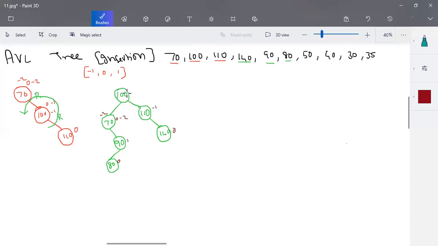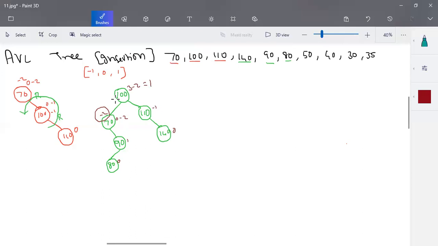And when you take 100, how can you calculate the height of the left subtree? Take the longest branch that reaches the leaf node and find the number of edges in it. 1, 2, 3. 3 edges are connected to the left subtree. And for the right subtree, 1, 2. 2 edges. So it is 3 minus 2 equal to 1. So the balance factors for 140, 110, 100, 80 and 90 are all fine. But the problem is that for 70, we have minus 2.